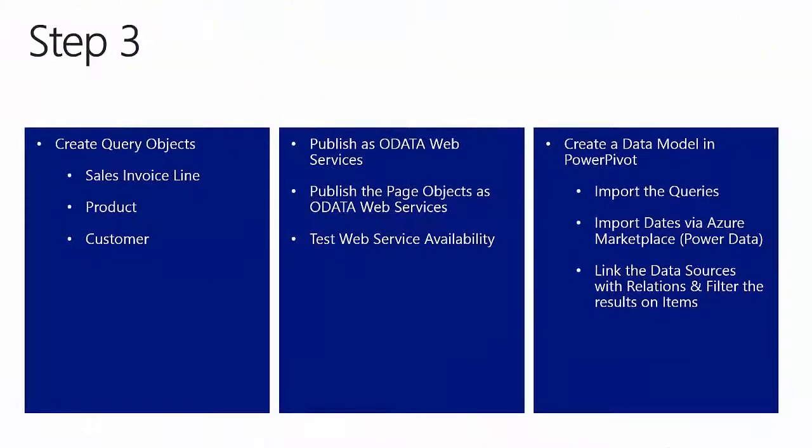Now that we have imported our dates into Power Pivot, we have the results of the queries, we have the dates, and what we need to do right now is actually link the results of the different data sources. In order to do that we are going to create relations in Power Pivot, and we might also want to filter the results, for example. Let's see how we can do this in Power Pivot.